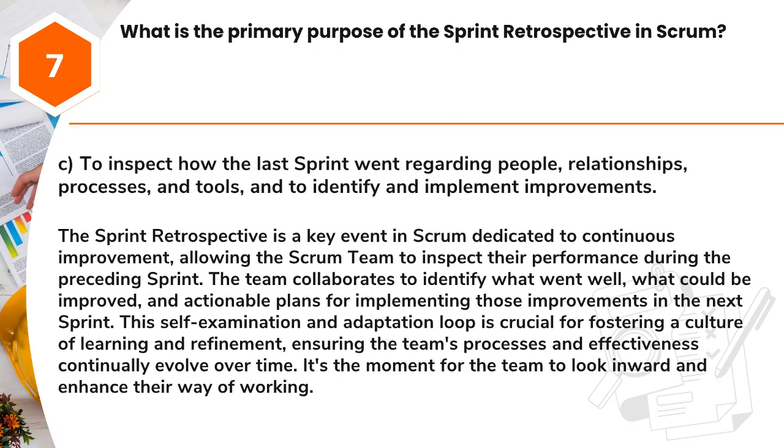Answer: C. To inspect how the last sprint went regarding people, relationships, processes, and tools, and to identify and implement improvements. The sprint retrospective is a key event in Scrum dedicated to continuous improvement, allowing the Scrum team to inspect their performance during the preceding sprint. The team collaborates to identify what went well, what could be improved, and actionable plans for implementing those improvements in the next sprint. This self-examination and adaptation loop is crucial for fostering a culture of learning and refinement, ensuring the team's processes and effectiveness continually evolve over time. It's the moment for the team to look inward and enhance their way of working.